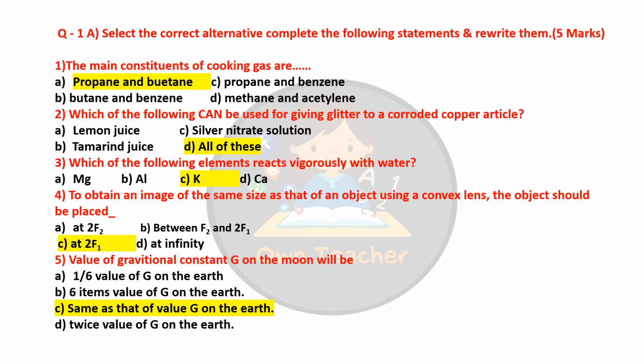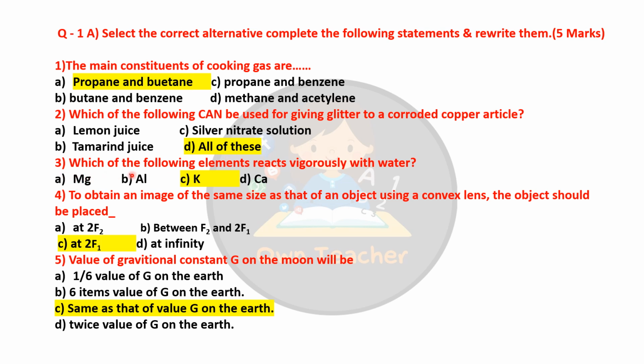Question 1a. Select the correct alternative, complete the following statements and rewrite them, for 5 marks. Number 1. The main constituents of cooking gas are... Answer is propane and butane. Number 2. Which of the following can be used for giving glitter to a corroded copper article? Lemon juice, silver nitrate solution, tamarind juice, all of these. Answer is all of these.